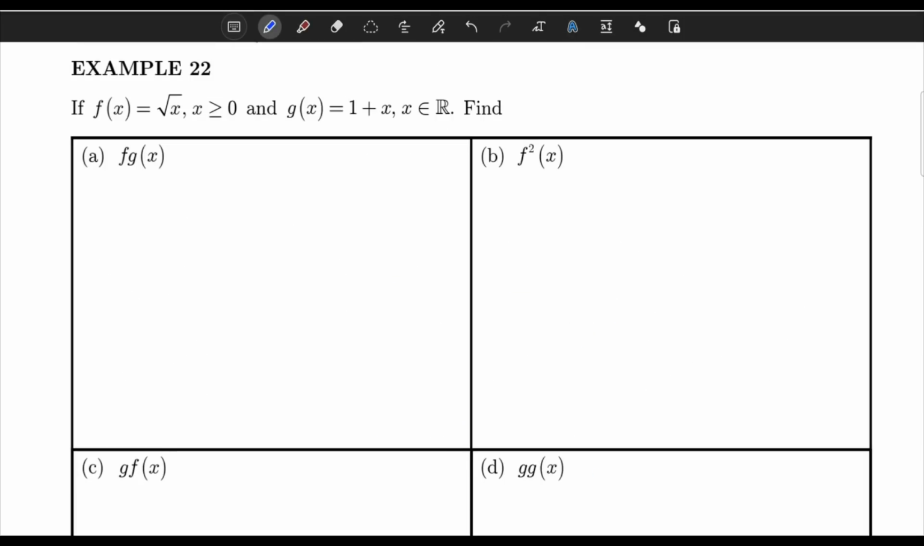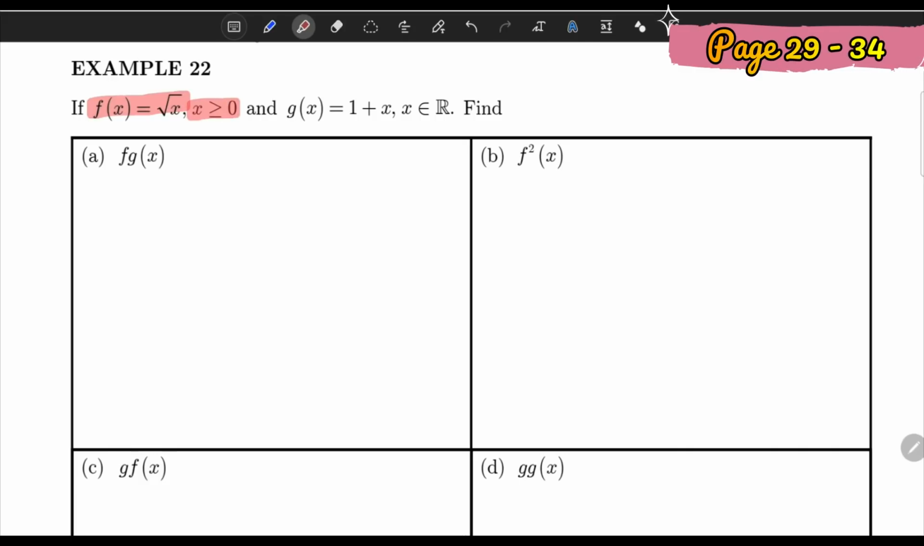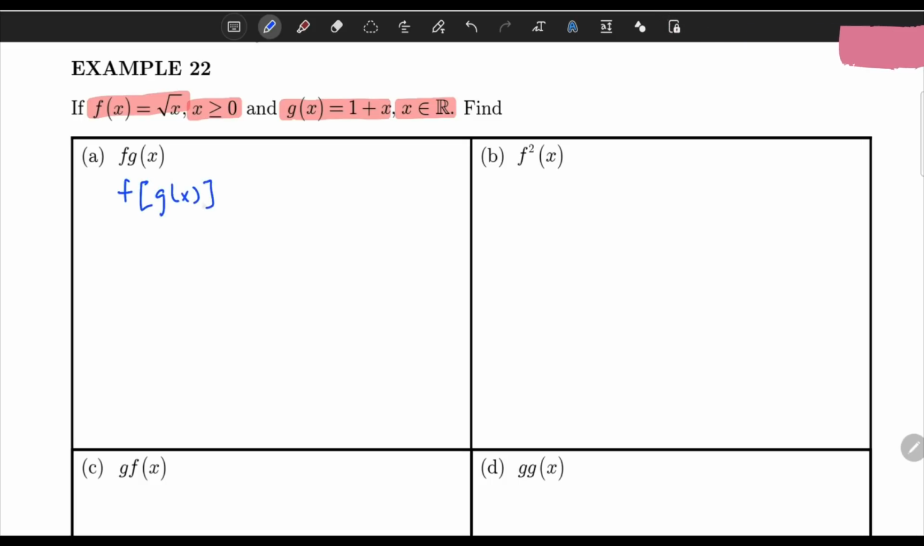Example 22. If fx equal to square root of x, when x is greater equal to 0, gx equals 1 plus x, x elements of real number. Find f of g. So fgx, rewrite in proper brackets, and then substitute your gx. Gx is 1 plus x, and then substitute into function f, so square root of 1 plus x. So this is your fg.